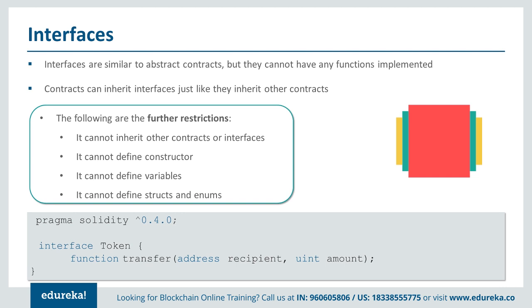So next is your interface. Interfaces are similar to abstract contracts, but they cannot have any function implemented. Contracts can inherit interfaces just like they inherit other contracts. The difference between an interface and an abstract contract is that interfaces are defined with the keyword interface. So instead of writing the word contract, you will write the word interface, which clearly means that all the functions which are part of this interface will not be defined in this contract. Rather, they will be defined in the child contracts. So those are the interfaces. You can easily write source code or easy examples for interfaces and abstract classes.